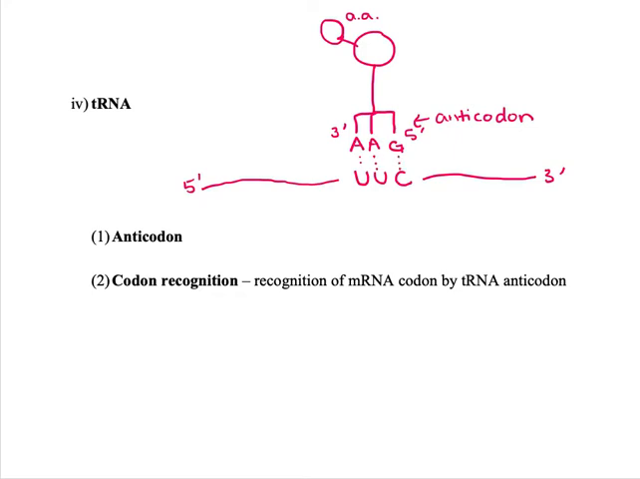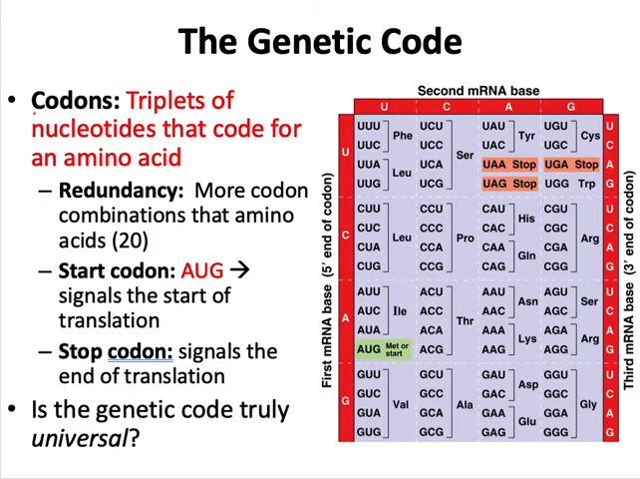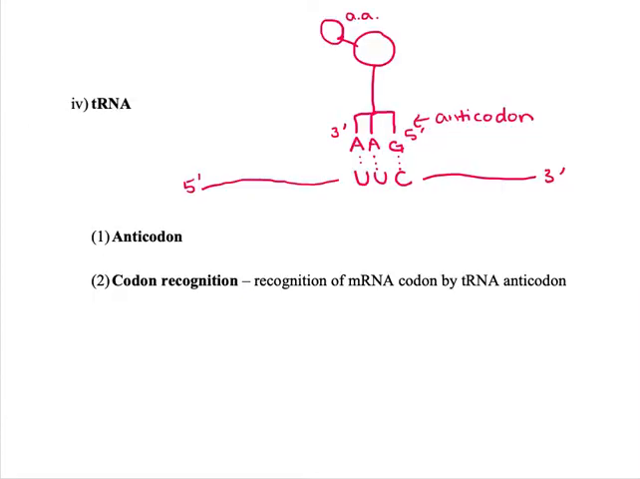Okay, so if you look at your genetic code, I'm going to go back to slide number 5. Here's your genetic code. UUC right here codes for the amino acid phenylalanine, or PHE for short. So that means this tRNA molecule right here with this particular anticodon is going to be carrying the amino acid phenylalanine, and it's going to bring that to the ribosome.